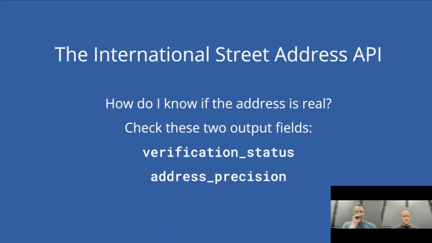Jumping into our next slide here. International Street Address API. Again, the essential question we're answering is, how do I know if the address is real? In the case of the International Street Address API, there are two fields to look at. They're named differently from the US Street Address API. The two fields you want to look at are verification status, especially, and then also the address precision. Those are the two output fields that you're going to check to see if the address is real.